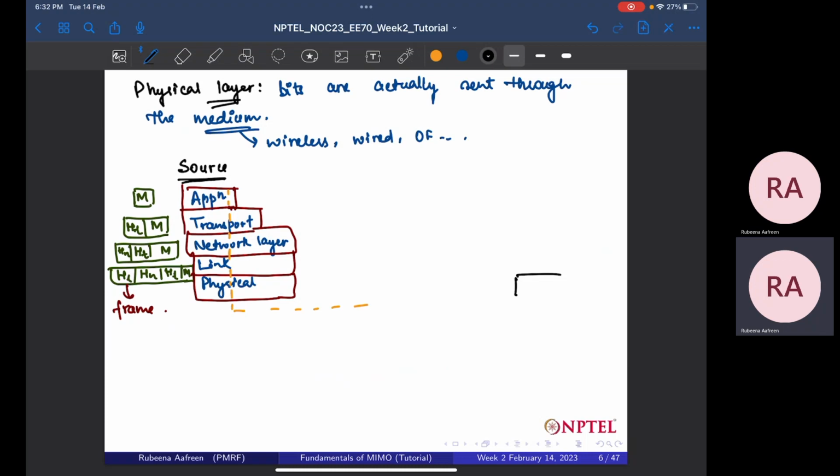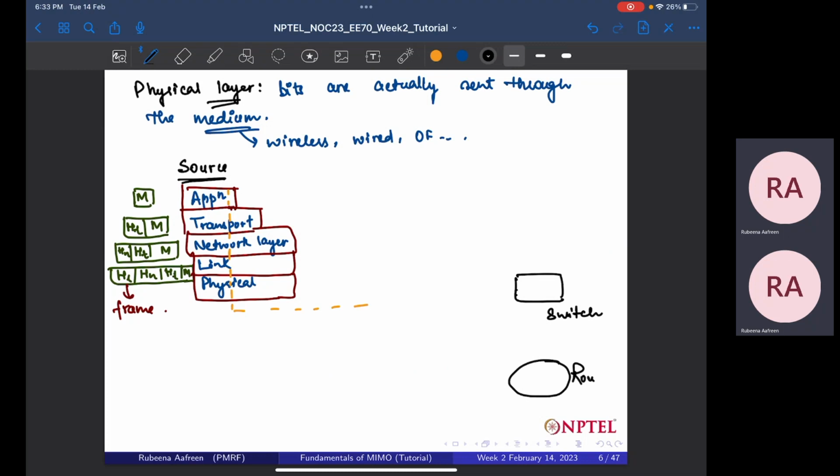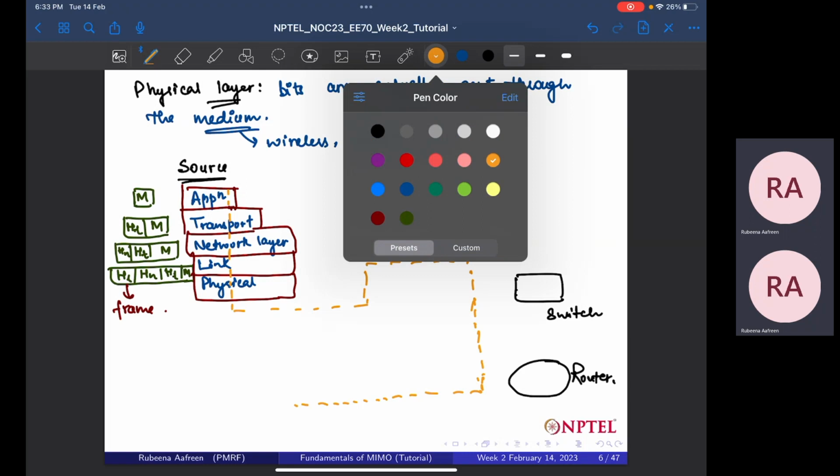In the medium, suppose we have a switch, and then we have a router, and then again the destination. So the data will travel through the different layers in the switch and the router. The switch will have the physical layer and data link layer, and the router will have the physical layer, data link layer, and network layer. So it will travel through the medium and then reach the destination. At the destination, as I said, the opposite process will happen.